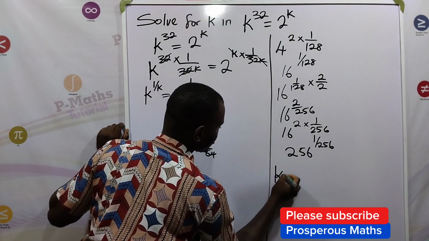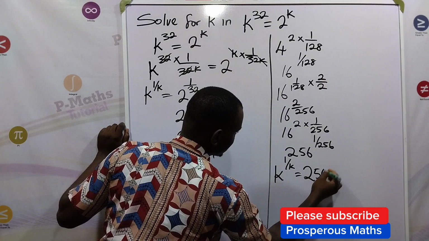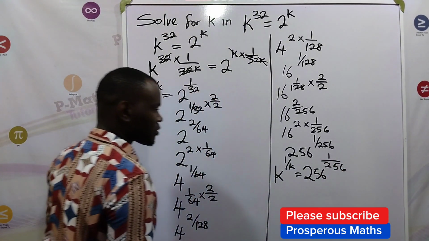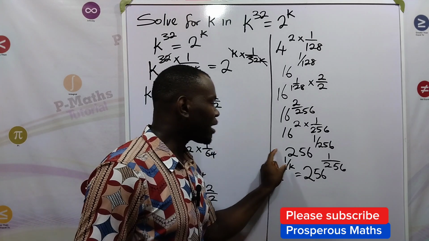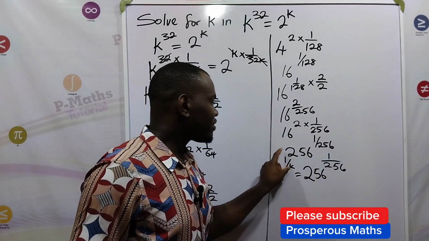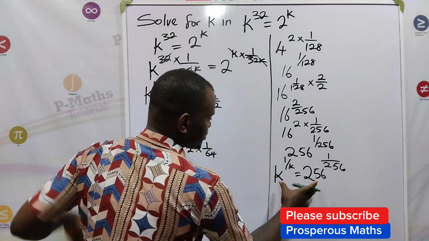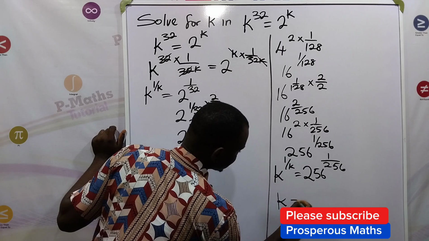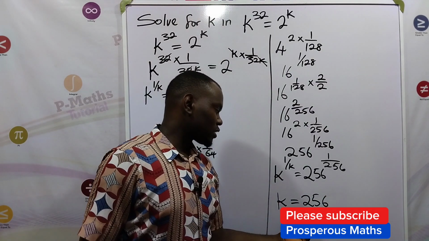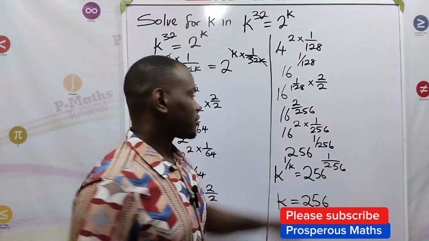So we have k raised to the power 1 over k equals 256 raised to the power 1 over 256. So at this point, you see that the powers are equal. I will show you that the powers are equal. So if the powers are equal, it means that the bases are also equal. So from the bases, we can conclude that k is equal to 256.